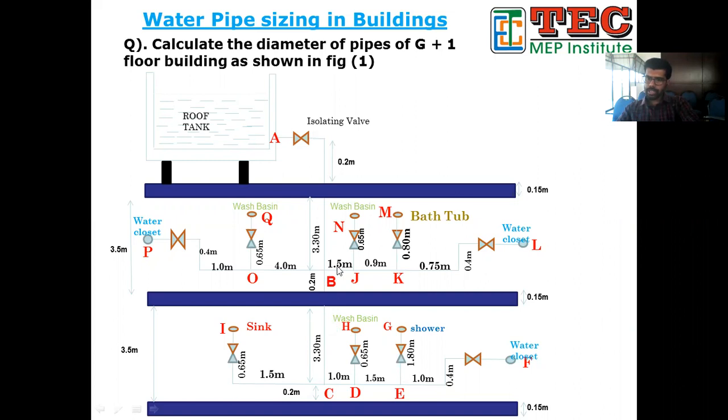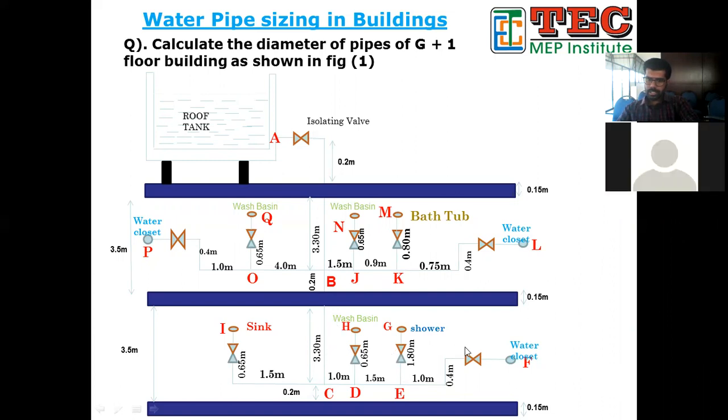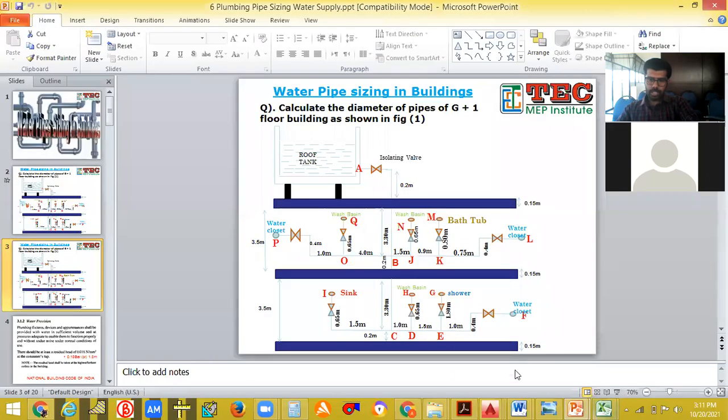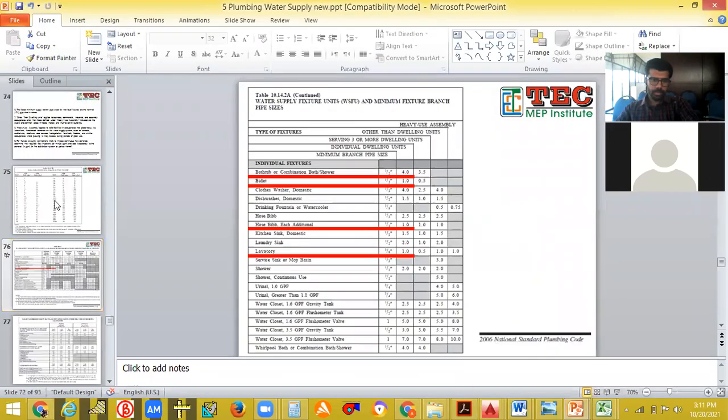Arjun, can you understand what I am saying? For DC, the fixture unit is 7. How did you get the 7? Because if you add all the fixture units, you get 7. So 7 is the fixture unit. If you get the fixture unit, the next step is to find the GPM.